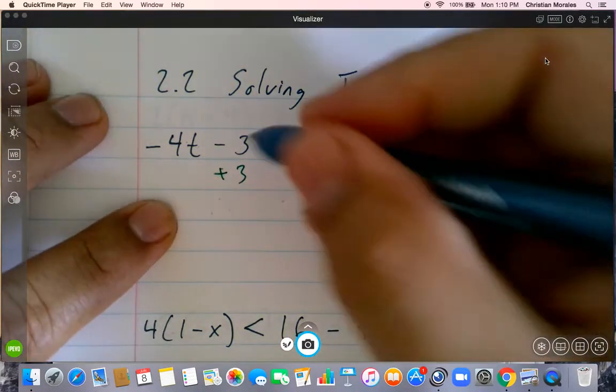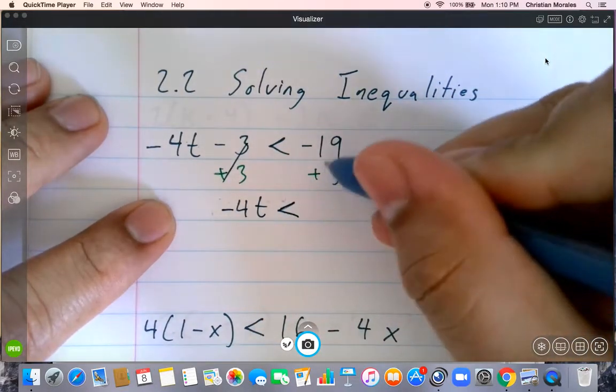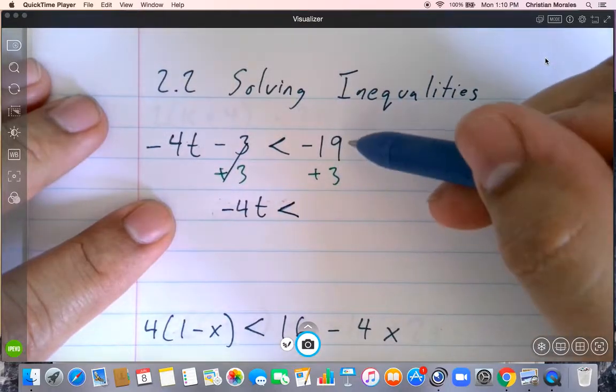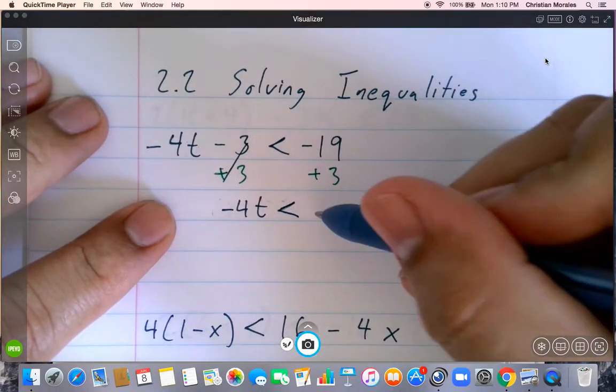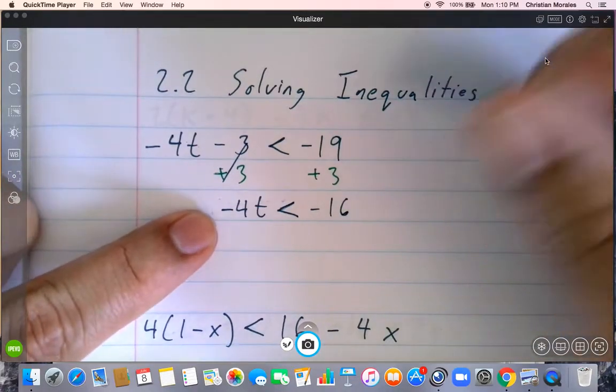We're going to get -4t and -19 plus 3. -19 plus 3, they're different signs, so we subtract, we get -16. All right, now we're going to divide. Now this is the new rule.